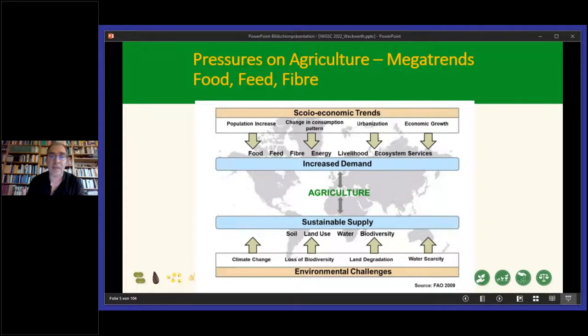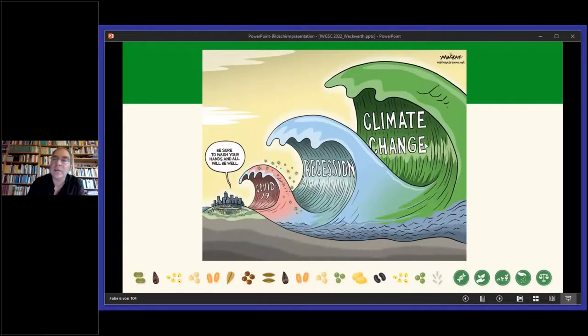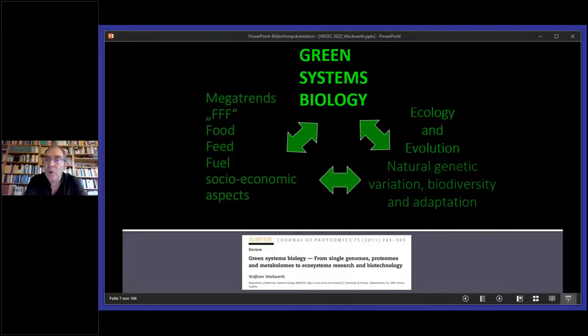So pressures on agriculture are enormous. These are climate change, loss of biodiversity, land degradation, water scarcity, but also population increase, change in consumption patterns, urbanization, and economic growth. We cannot yet estimate the consequences of all these developments, and I think climate change will dramatically accelerate these developments. I try to cope with these issues within a scientific research framework, when I coined the term green systems biology in 2011.